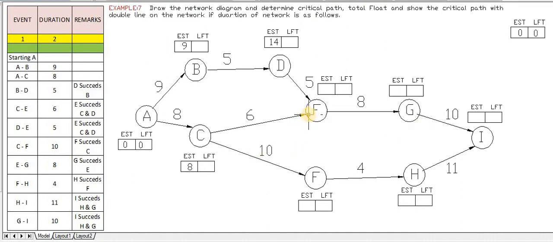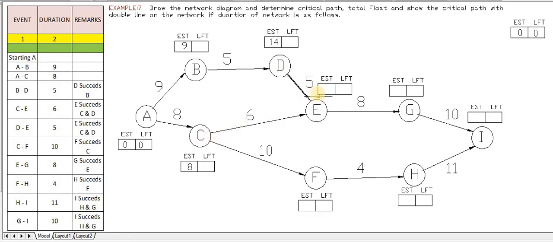Next, E. E has two converging points. First it converges from D to E, and next from C to E. So E has two arrow heads: first head from D to E, next head from C to E.